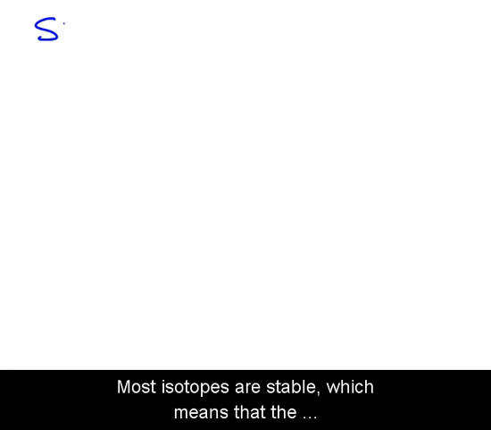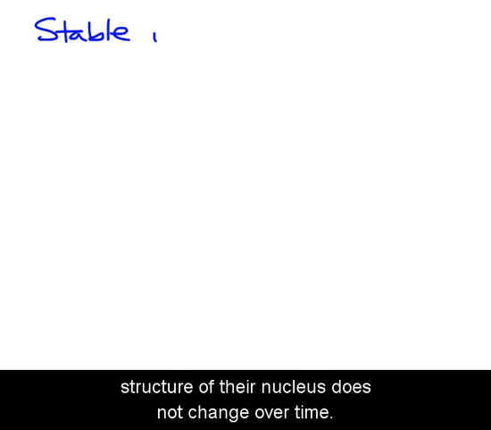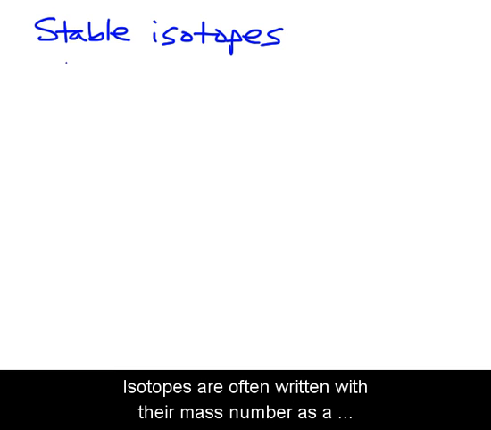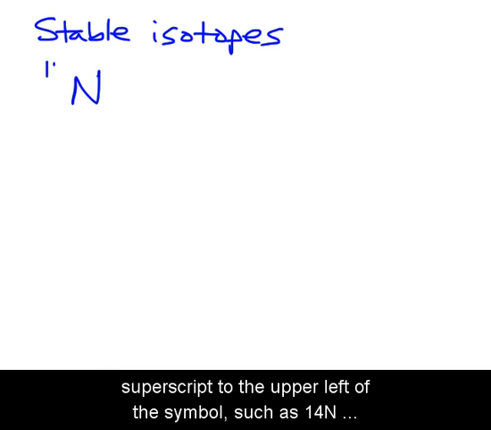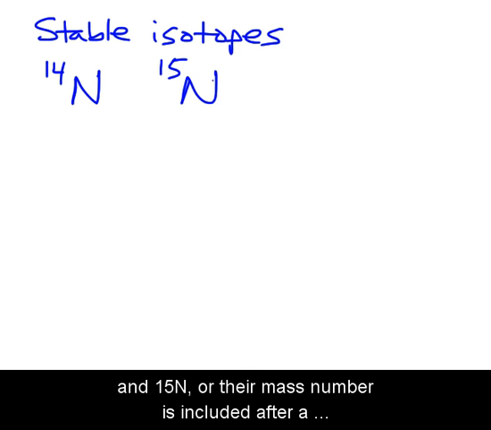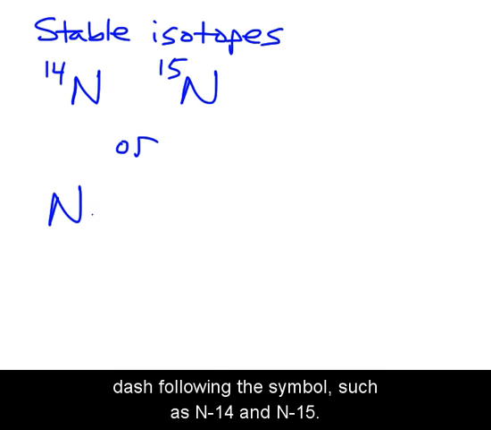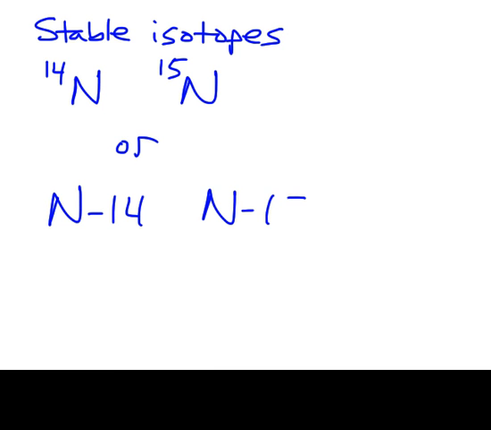Most isotopes are stable, which means that the structure of their nucleus does not change over time. Isotopes are often written with their mass number as a superscript to the upper left of the symbol, such as 14N and 15N, or their mass number is included after a dash following the symbol, such as N-14 and N-15.